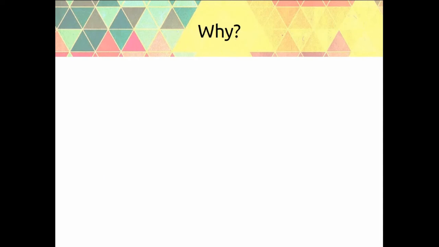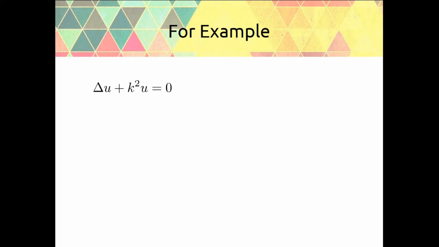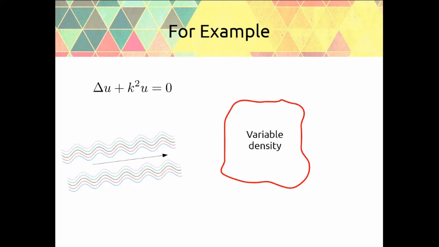So first of all, why do we want to do FEM-BEM coupling? As you're probably used to, we're going to be solving some PDEs. And we've got a region where we've got a localized inhomogeneity, but we've got a large or maybe infinite and homogeneous medium outside. And the inhomogeneity doesn't necessarily have to be the boundary of an object. It could just be an artificial boundary surrounding some pockets of different types of gas or anything like that. For example, if we're solving Helmholtz equation, we've got an incoming wave, and we've got a small area of variable density and a large area of constant density. So this is where we've got the inhomogeneity inside and the large homogeneous region outside.